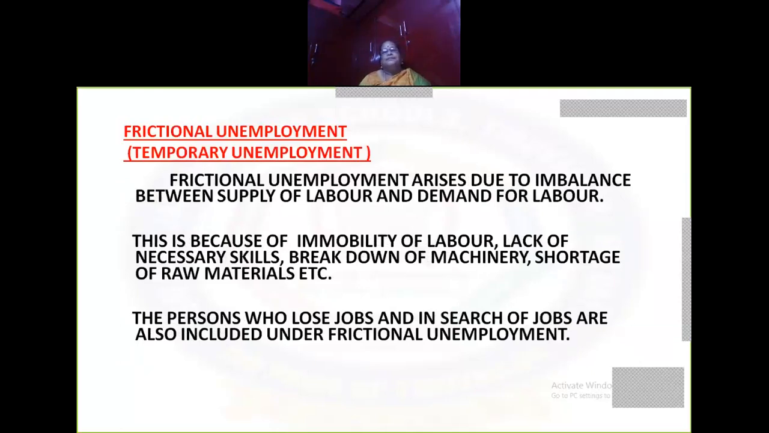Third one, frictional unemployment. This unemployment is also called temporary unemployment. Frictional unemployment arises due to imbalance between the supply of labor and the demand for labor. This is because of immobility of labor, lack of necessary skills, breakdown of machinery, shortage of raw materials, etc. The persons who lose their jobs and are in search of jobs are also included under frictional unemployment.